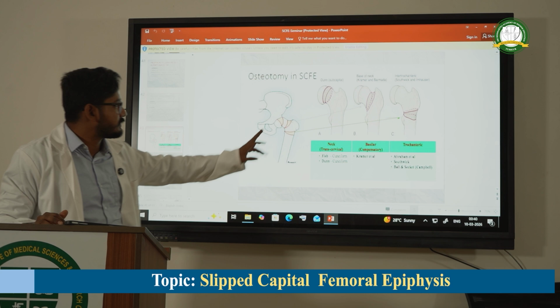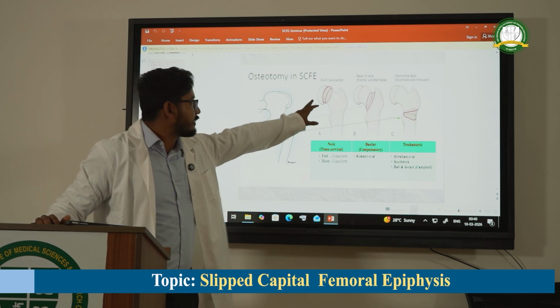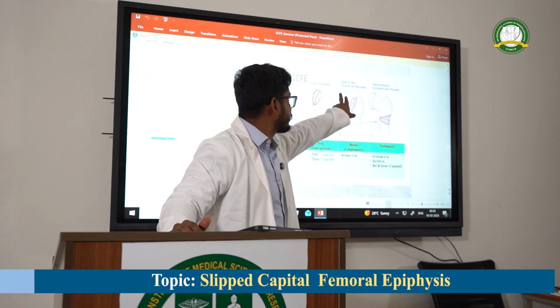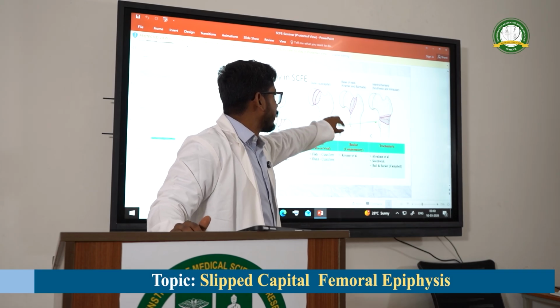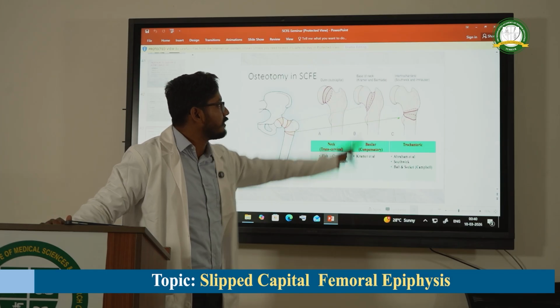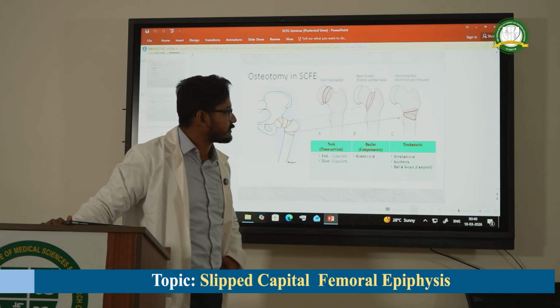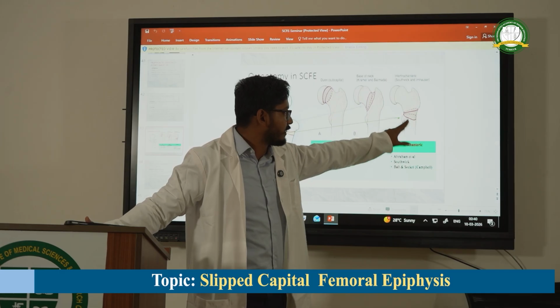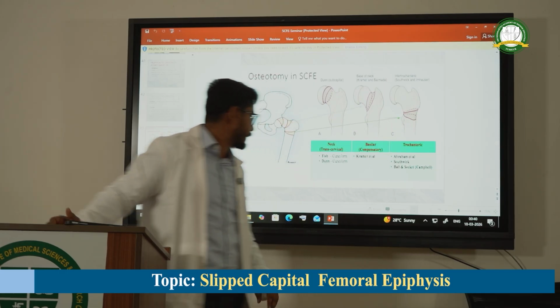This is the visual representation. You can see here, this is subcapital, it is called Dunn's procedure, and this is the base of neck. There are 2 methods there. One is explained by Kramer and another by Barmada. And intertrochanteric approach, where we go through the intertrochanteric area for the osteotomy.